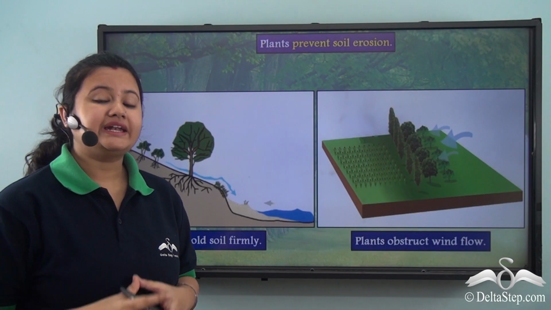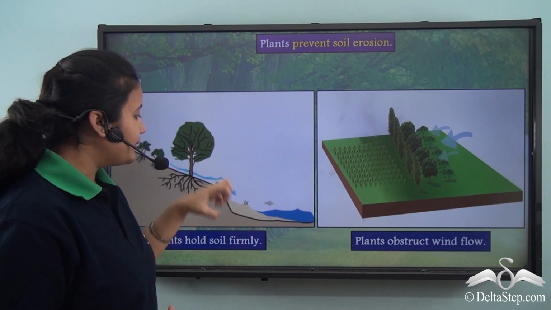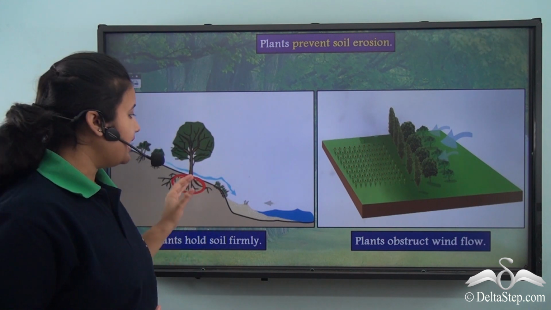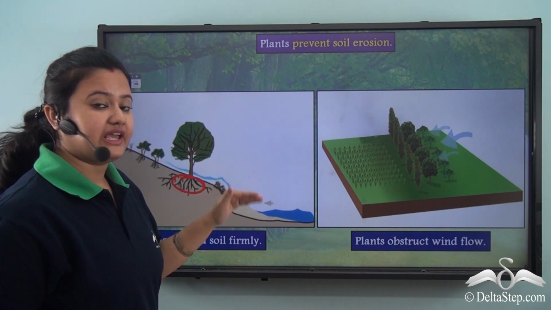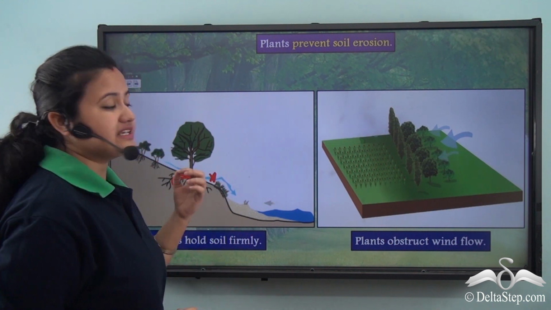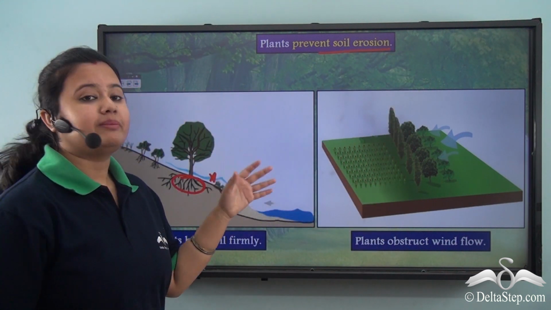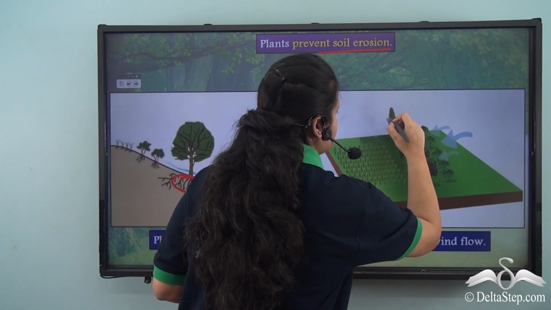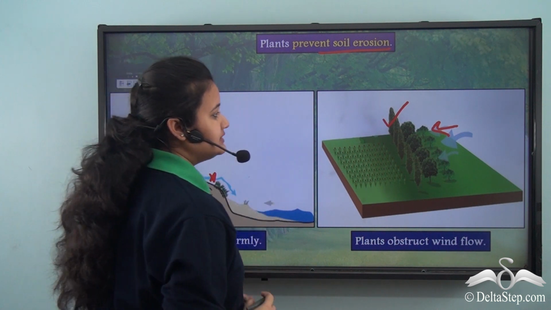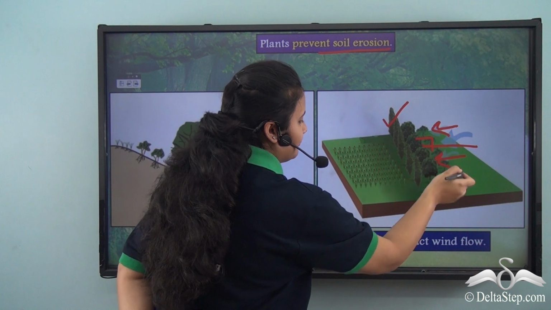Well, we all know that plants grow on soil and in this process they bind the soil with their root system. Thus plants act as a protective layer and they prevent or reduce surface runoff, and this in turn prevents soil erosion. Also, plants act as excellent shelter belts by obstructing wind flow, especially if you plant the trees in a perpendicular direction to the wind flow.